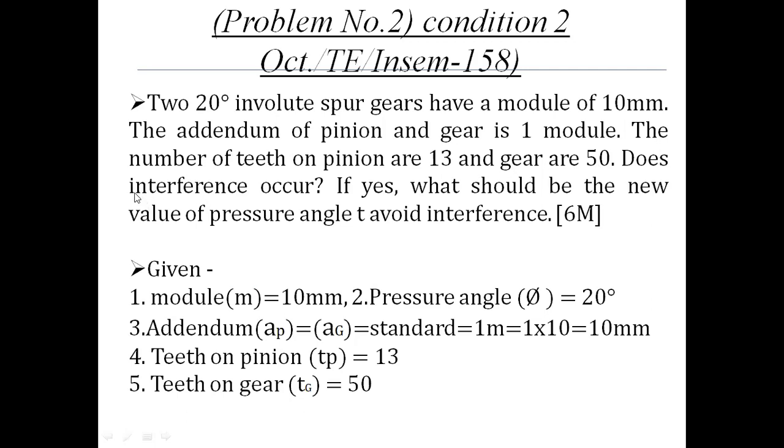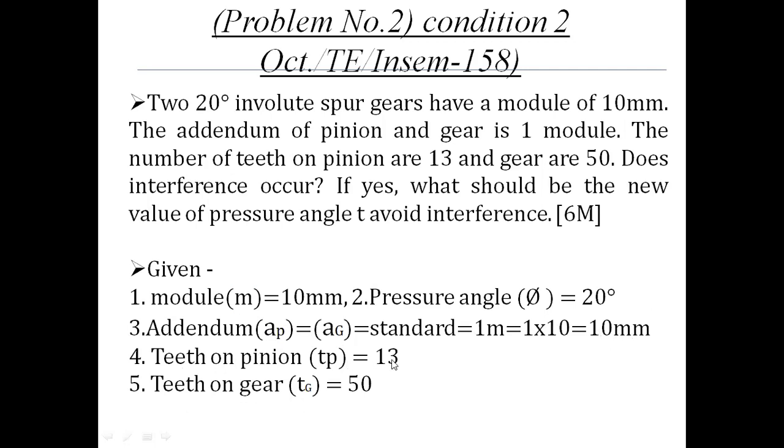So the question asked here is, does interference occur? And if interference occurs, what should be the new value of pressure angle to avoid interference? That means we have to find the new pressure angle phi to avoid the interference. That question was asked for 6 marks. So module is given as 10 mm, pressure angle 20 degrees, addendum AP is equal to AG, addendum for pinion and gear, and here it is standard, one module is given. So the value of AG and AP comes to 10 mm.